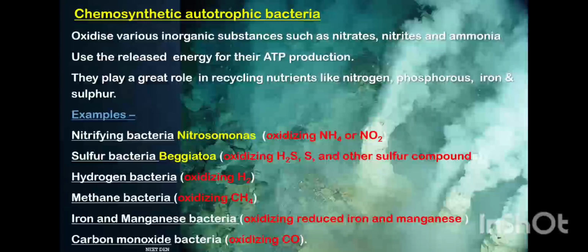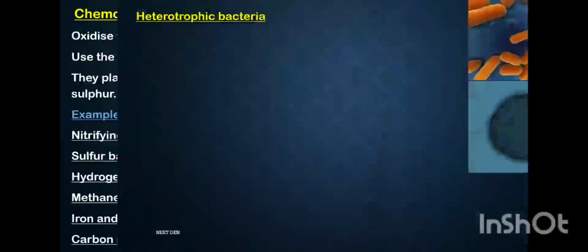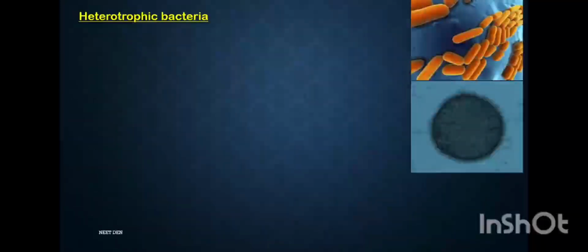So you see these chemosynthetic autotrophic eubacteria, they can oxidize so many minerals and inorganic substances and can generate energy in the form of ATP and utilize it. Now let us move on to heterotrophic eubacteria. So till now we have seen autotrophic eubacteria in the form of photosynthetic cyanobacteria, and we have also seen chemosynthetic autotrophic eubacteria. So let us now move on to heterotrophic eubacteria.